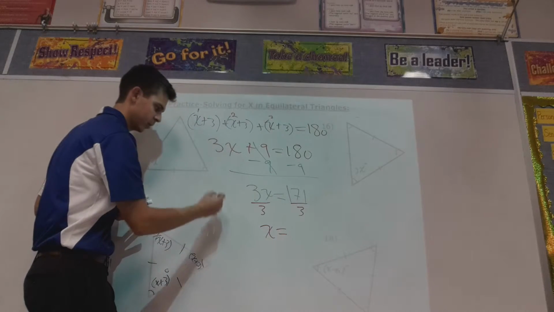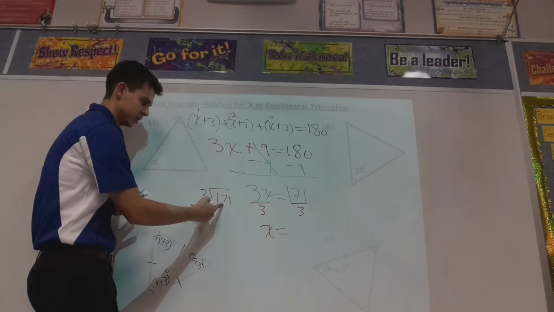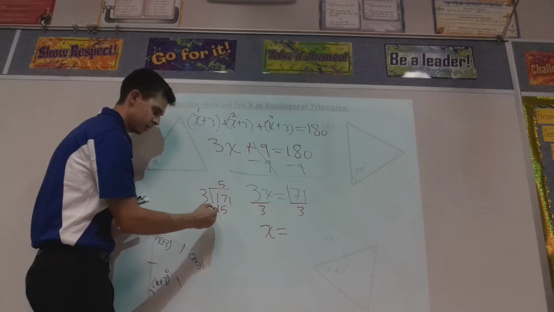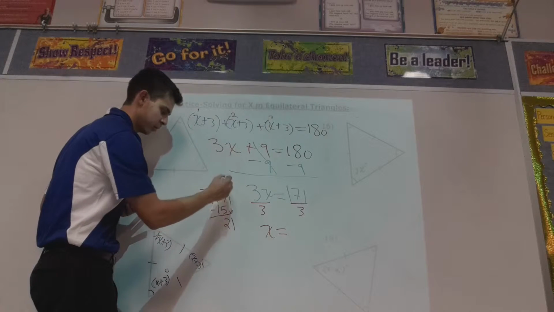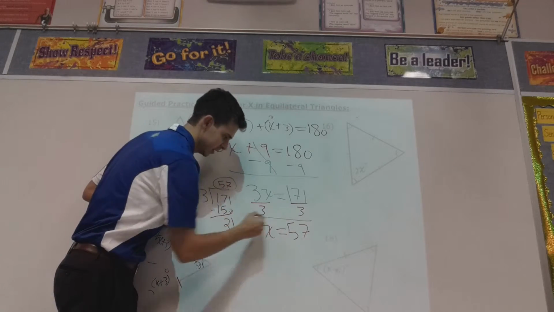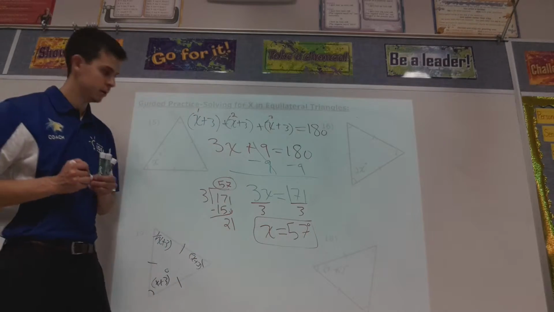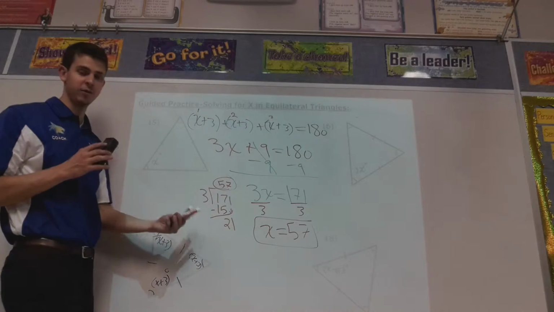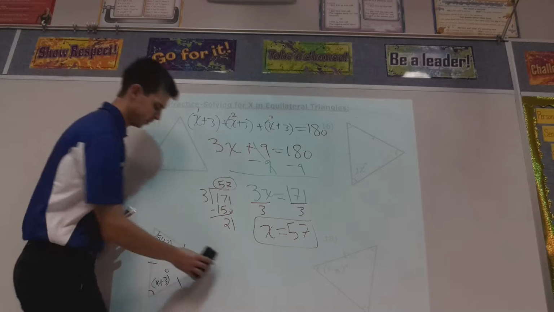X is equal to, I'm going to quickly do division here. 3 goes into 17 5 times. 3 times 5 is 15. Subtract, that's 2. Bring down the 1. 3 goes into 21 7 times. My answer is x is equal to 57 degrees. It's actually smaller. The value of x is 57. The entire thing is degrees. So x is equal to 57.